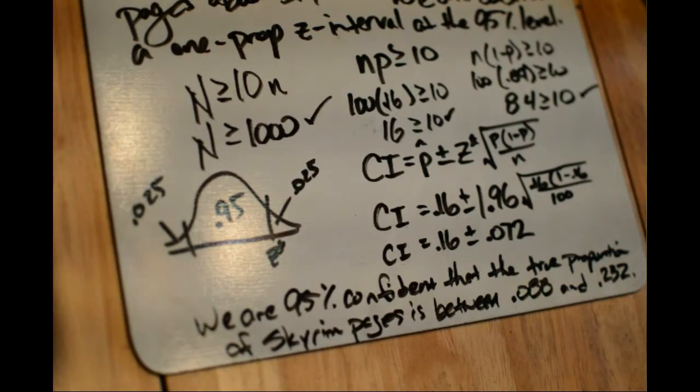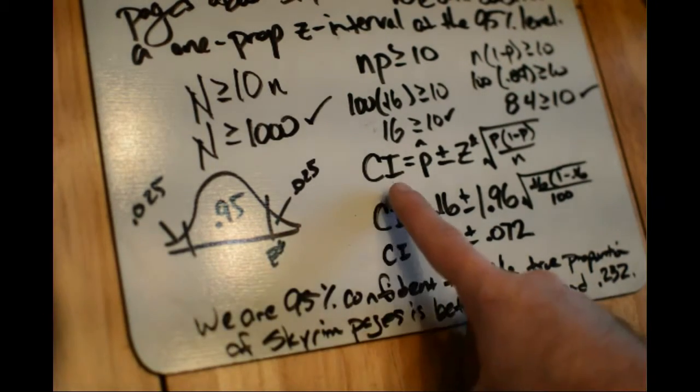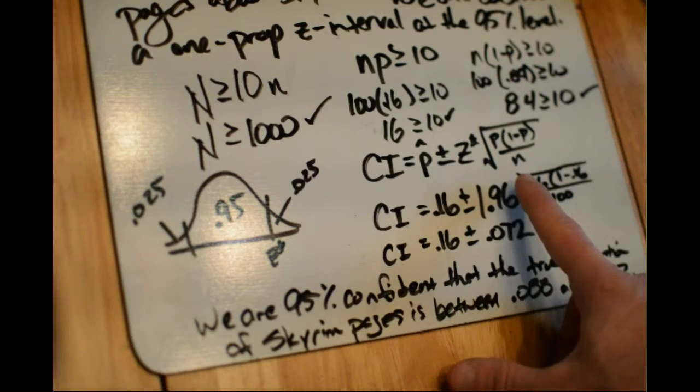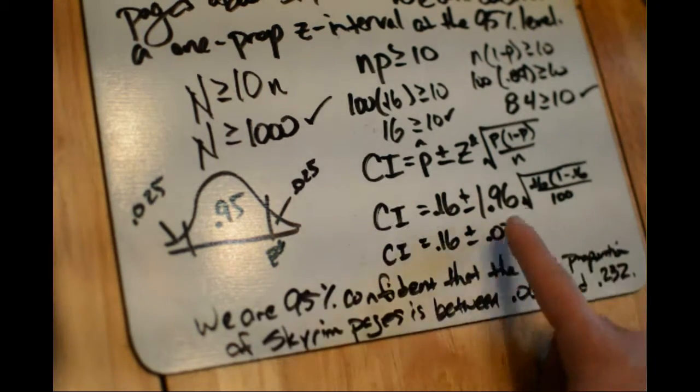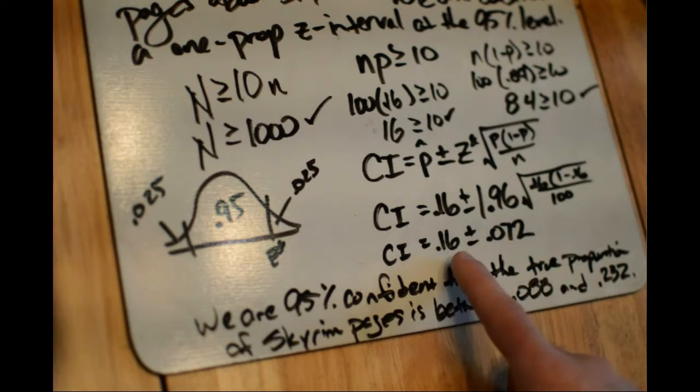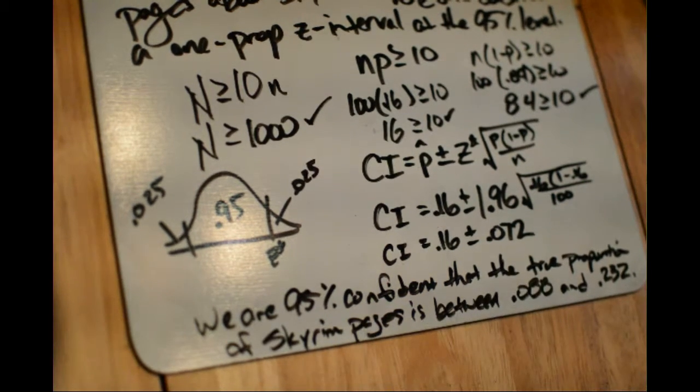Then came step 3, where we made our calculations. So using our structure for what a confidence interval is, we found what z star is, plugged in all our numbers here, and our confidence interval was 0.16 plus or minus 0.072. Then finally we had an interpretation of what that meant, that we're 95% confident that the true proportion of Skyrim pages is between 0.088 and 0.232.